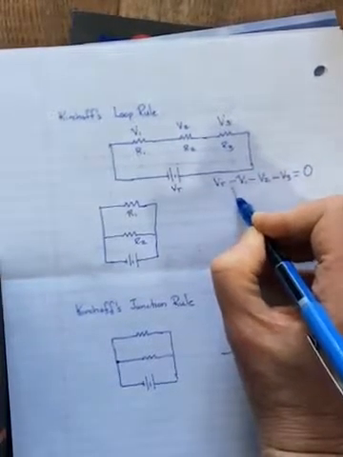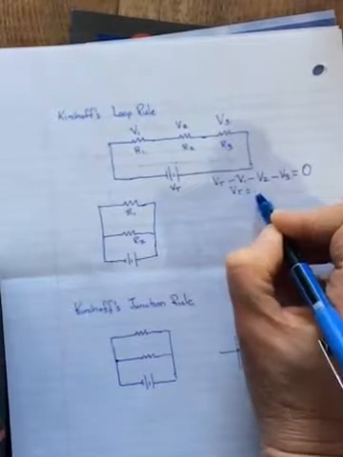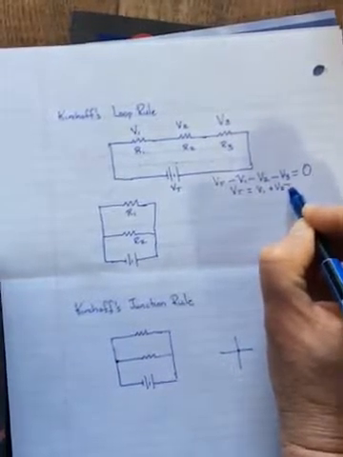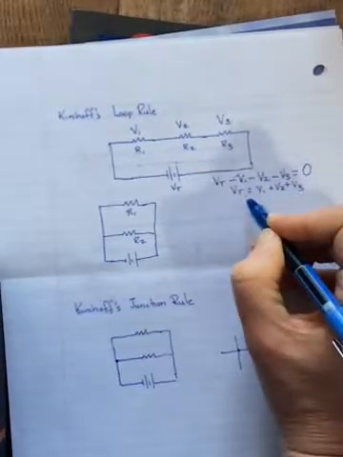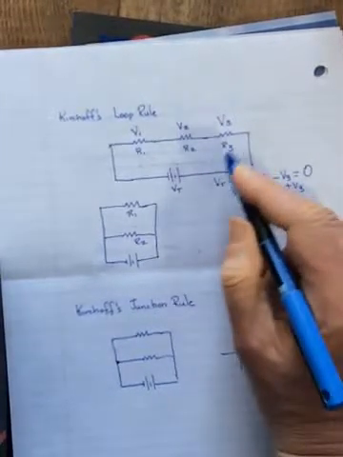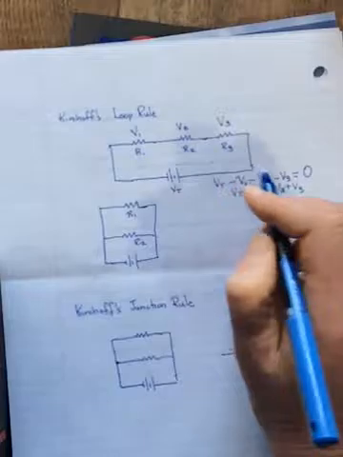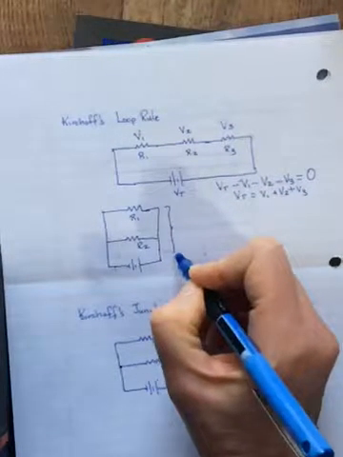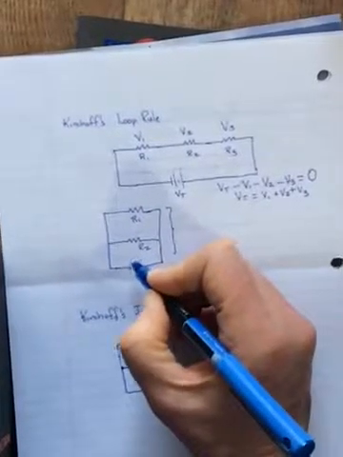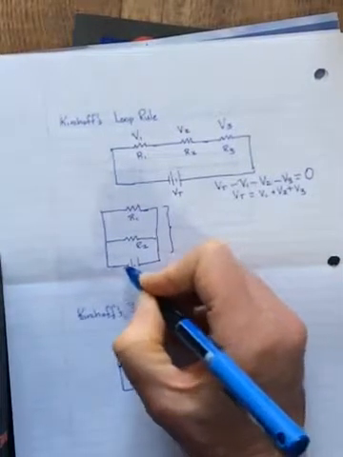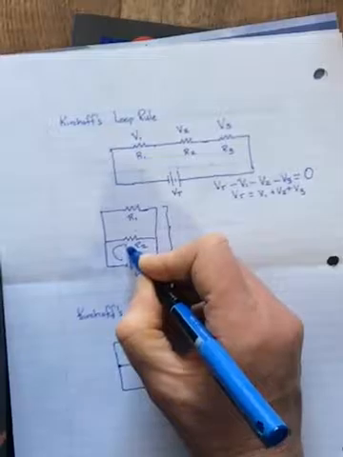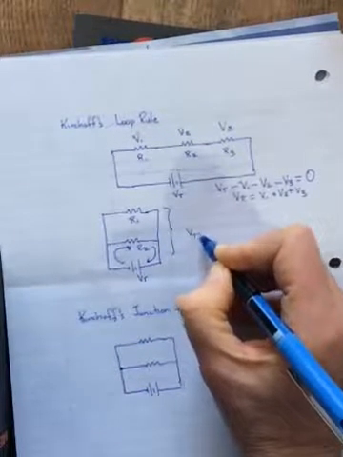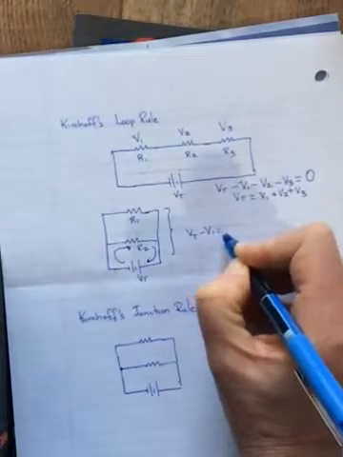Well, if we rearrange this, you will see it's V total equals V1 plus V2 plus V3, which is what we said the other day when we were doing series and parallel circuits. So Kirchhoff's loop rule, really, we've already talked about. The same holds true with parallel. In parallel, if this is V total, then if you go around one loop, it has to be V total minus V1 equals 0.